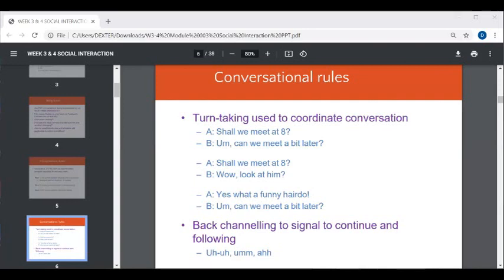Oftentimes, a teacher will try to hand over the conversation to a student in a seminar by staring at them and asking a specific question, only to see that the student looks at the floor and says nothing. The outcome is embarrassing silence, followed by either the teacher or another student picking up the conversation again.